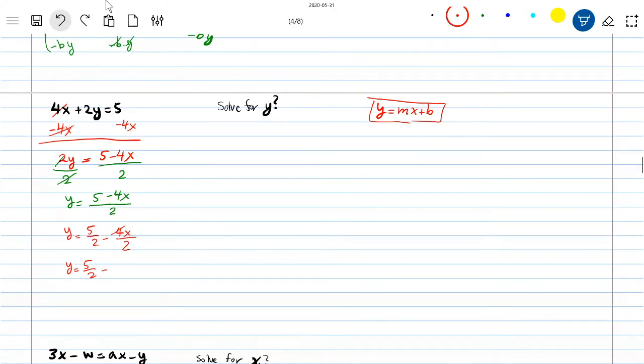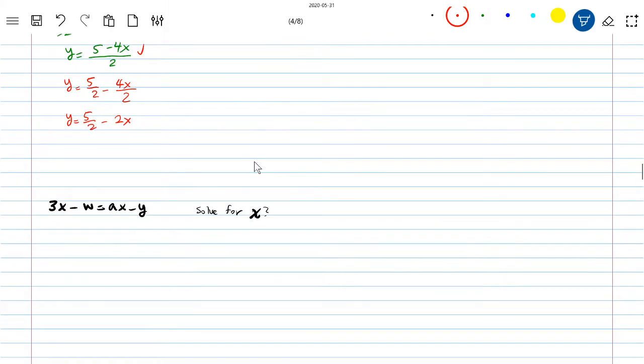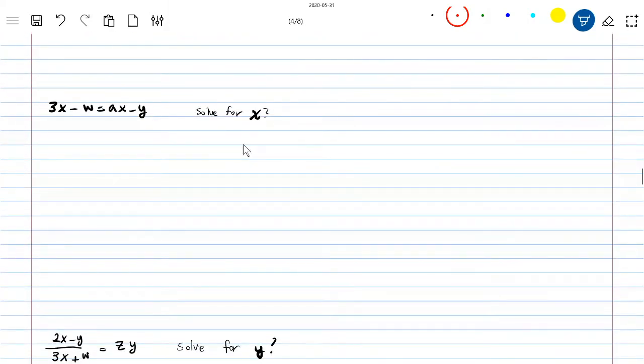Okay. Alright. I mean, not cross it there. 4 divided by 2 is simply 2x. So can I answer the question, what is y? Yes, y equals 5 over 2 minus 2x. Again, this was totally fine, but normally you want to simplify it as much as possible. So I answered the question, what is y? Okay, let's look at the next example. 3x minus w equals, let me shift this up a bit.